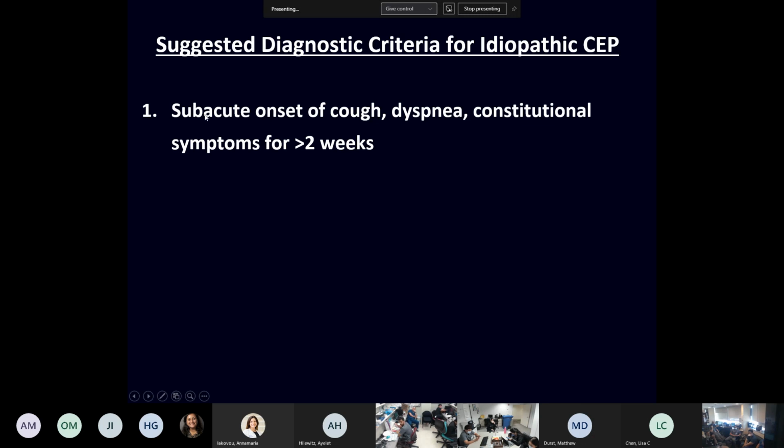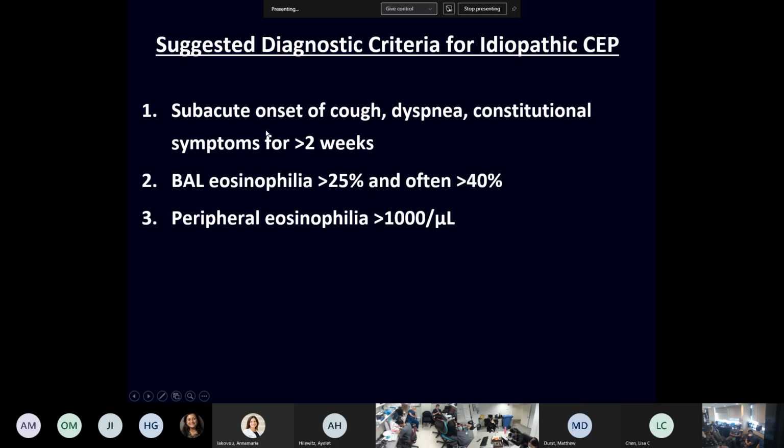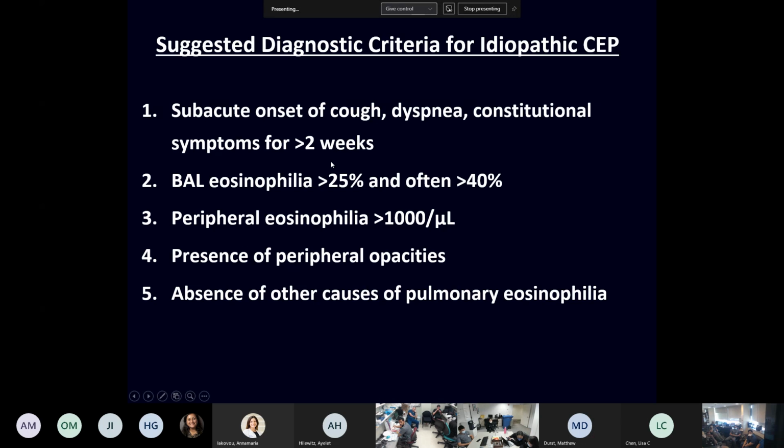The subacute onset of cough, dyspnea, constitutional symptoms for greater than 2 weeks is how these patients usually present. And like we talked about, the BAL and peripheral eosinophilia is mandatory with the presence of peripheral opacity. So these are the suggested diagnostic criteria for chronic eosinophilic pneumonia. Subacute onset, BAL eosinophilia, peripheral eosinophilia, and peripheral opacity. Everything is peripheral. Peripheral eosinophilia, peripheral opacities, BAL eosinophilia, and peripheral or chronic onset.